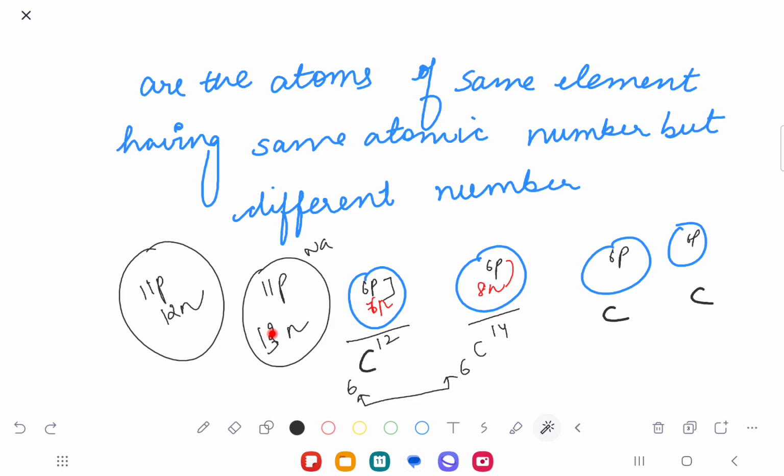You understand my point? What I'm trying to explain here is that these are called isotopes, having the same atomic number. What is atomic number? The number of protons. But different mass numbers. I hope you're understanding. Yes or no? Yes. Right? So that is the concept.